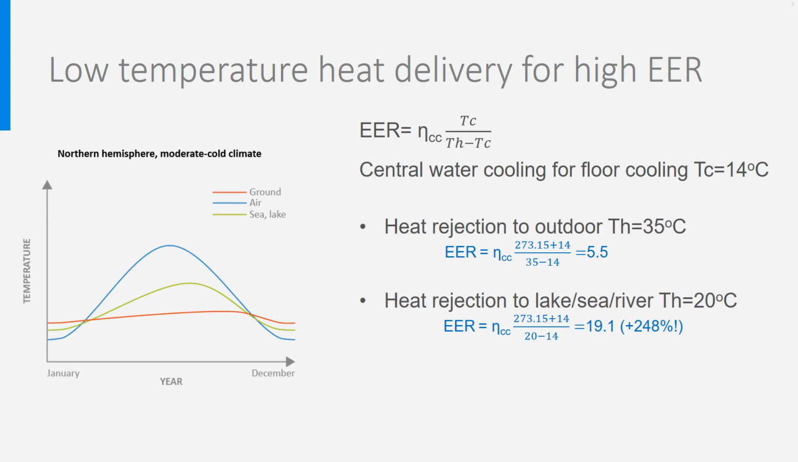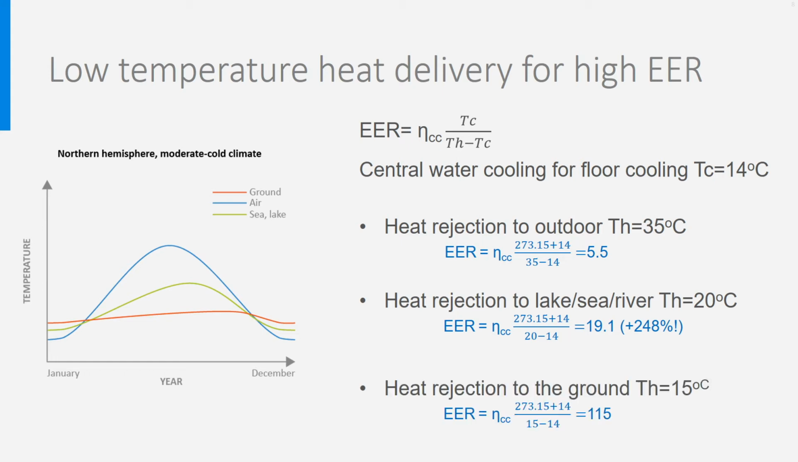And last but not least, if we could reject the heat to the ground, which has almost the same temperature as the cooled central water, the EER would become huge, 115. This is, of course, much more expensive than using a simple air heat exchanger, but it is technically possible and is sometimes done in combination with aquifer thermal storage.